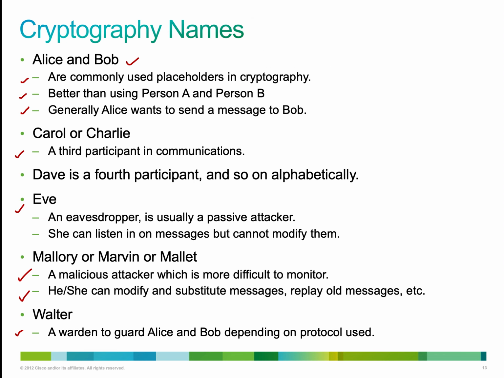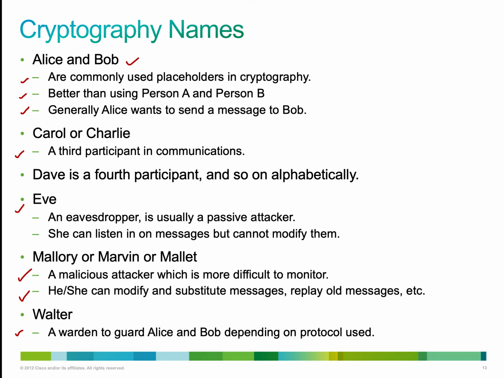Okay. Another terminology used are the cryptographic names. Usually we use Alice and Bob. Alice and Bob are commonly used placeholders in cryptography, and they're better than using PCA and PCB. In cryptography, we use Alice and Bob. And generally, Alice is the one that wants to send a message to Bob.